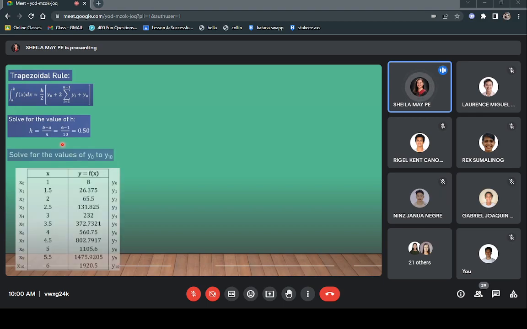So solving the values for our y0 to y10, okay? We have n as 10, class. So we start with y0, because we have x0 here. So we need to start at y0 since we have x0 here, and that's y0 until y10 because our n is equal to 10.